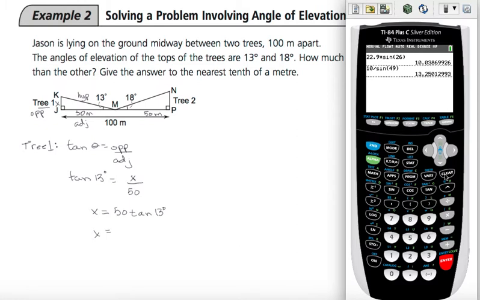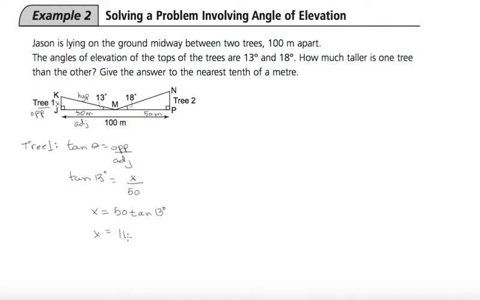So we've got, we'll clear this out, 50 times tan, and that's 13 degrees. And I get 11.54. We're going to the nearest tenth of a meter. I'm just going to do these answers in nearest tenths as well. So 11.5 meters. So that's my tree 1.